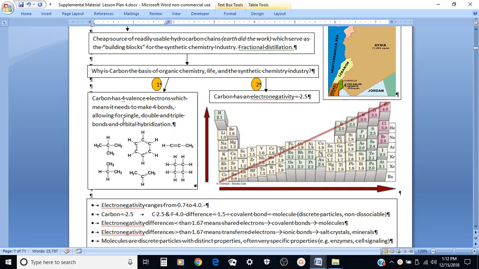And because of that, it can make single bonds like these. It can make double bonds and single bonds, like this is benzene, a 6-carbon ring. It can make triple bonds, all right? So it makes a large variety of bonds.